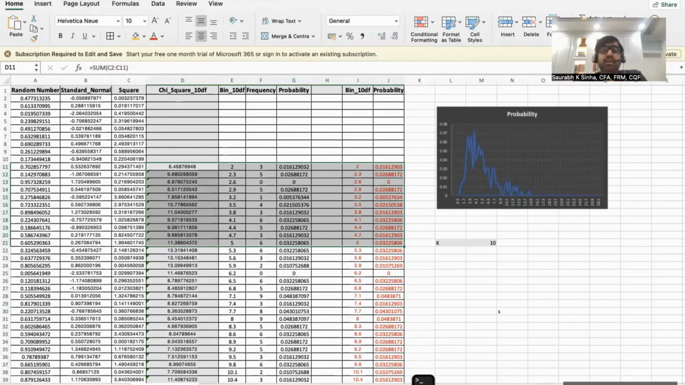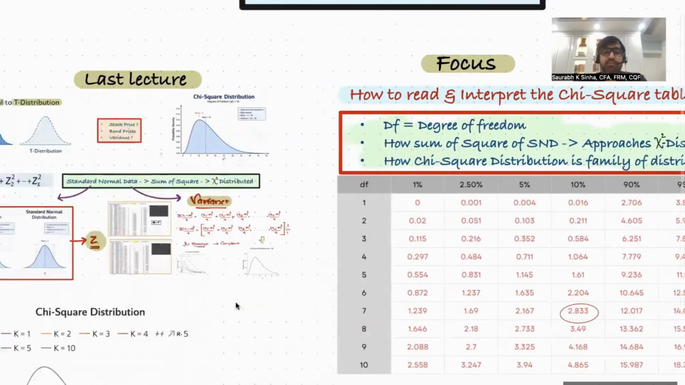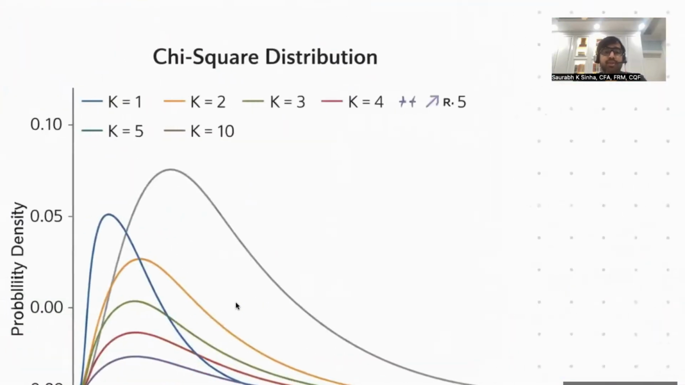They are not identical. If you change the number of standard normal data sets you are adding, if it is 5, the shape is different. If it is 6, the shape is different. If it is 7, the shape is different. If it is 10, you have a different shape of chi-square distribution. And that's why chi-square distribution is a family of distributions.